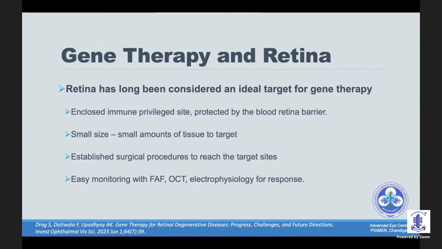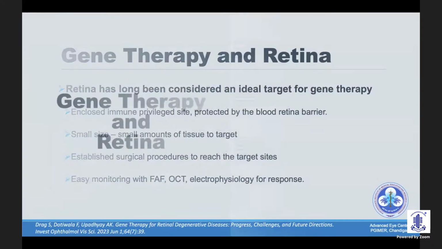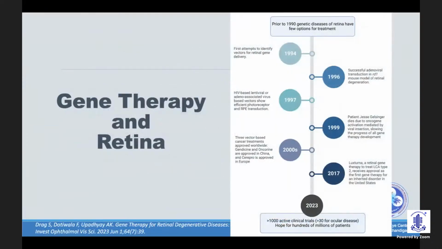We have tools to cross-section it with the OCT. We have autofluorescence. We have electrophysiology to get the responses. So it's a very promising site for gene therapy to work. Prior to 1990, retina did not generate much interest, but post 1990, there has been a lot of development to identify vectors for retinal gene therapy delivery.